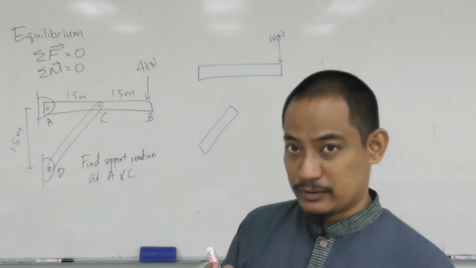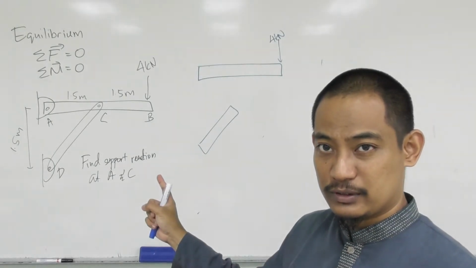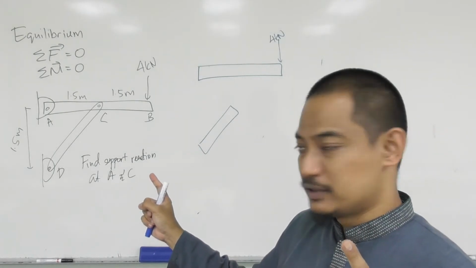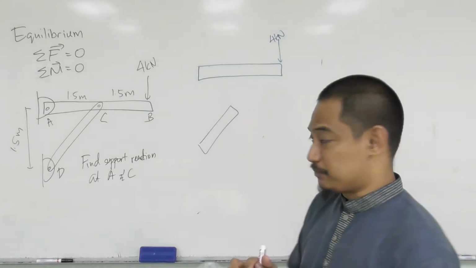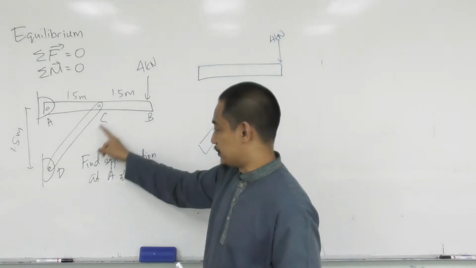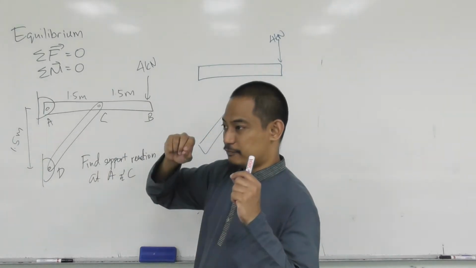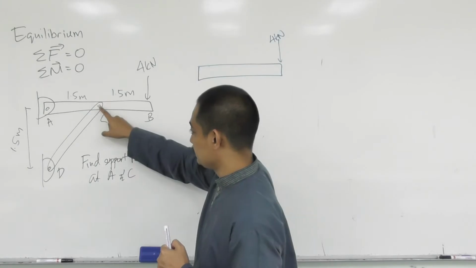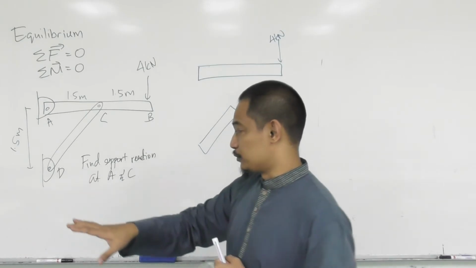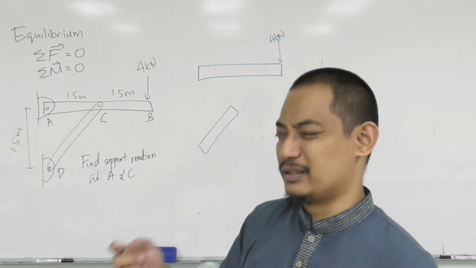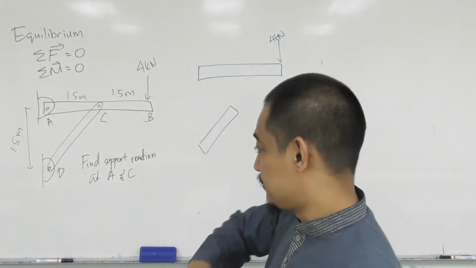So the first question is, is there any two force member? By looking at this question, can you decide? You should be able to tell. Now, this is a two force member. Why? Because for this member, you only have forces acting on it at 2 points, one here at point C and another at point D. So the only forces acting on that body are at 2 points. Hence, two force member.